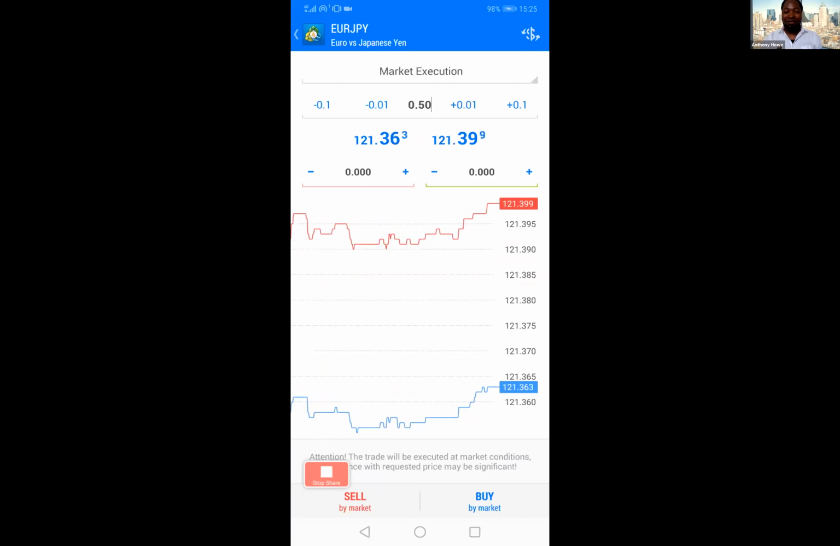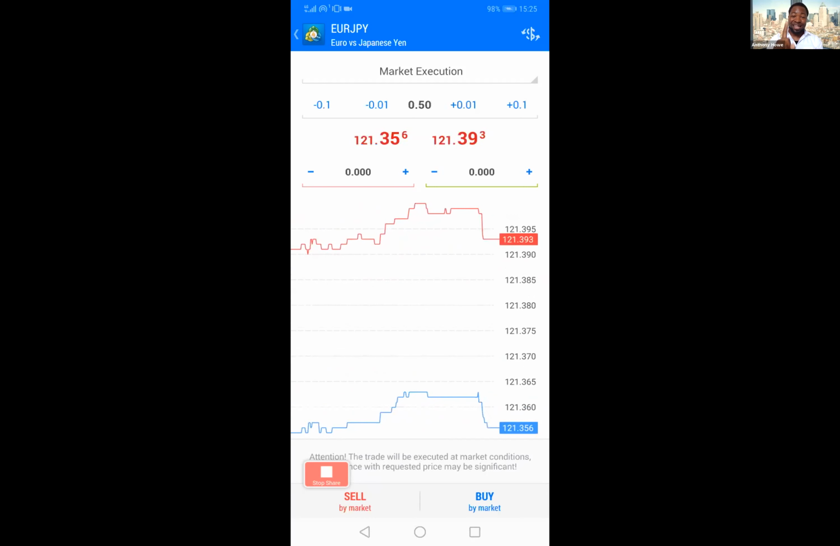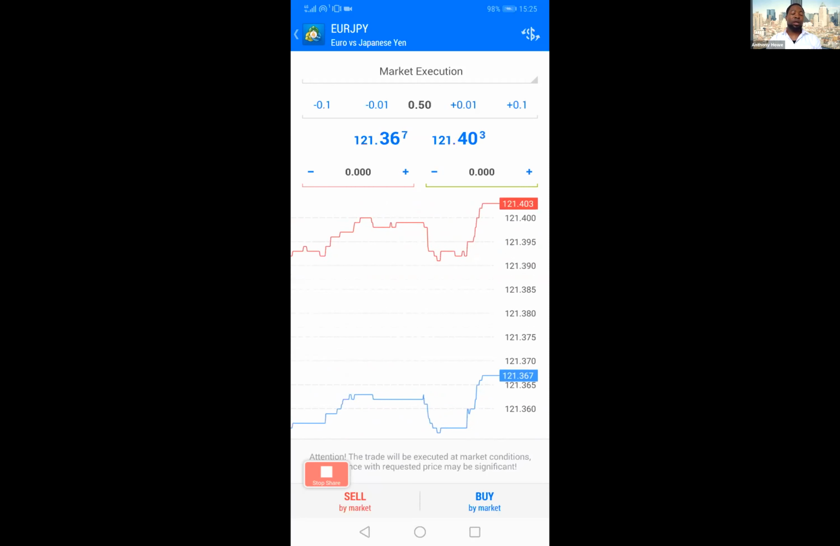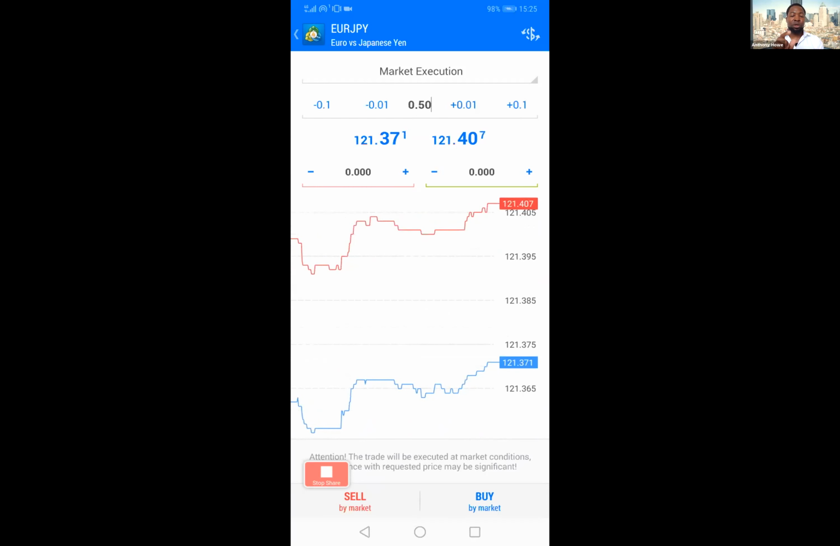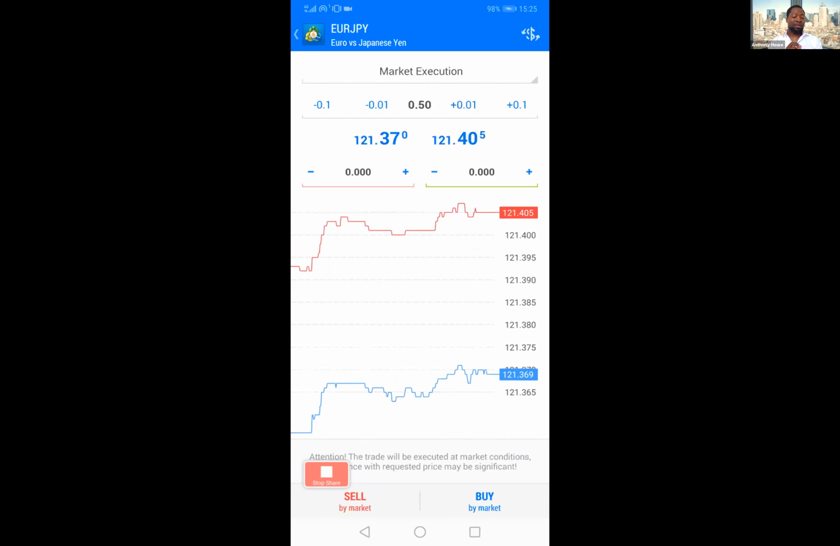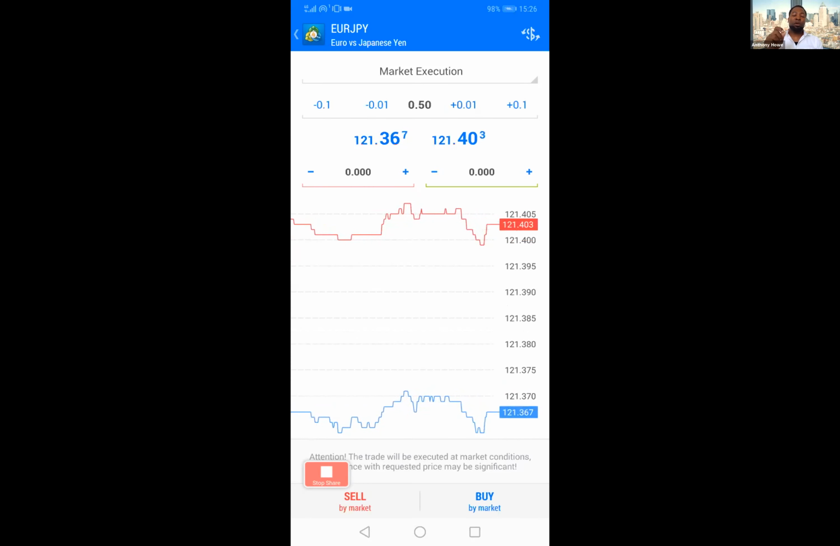So anyway, now we've found the currency pair that we want to trade. Before we press sell, because it was a sell prediction, we want to determine how much money we're going to put into the trade first. Where you determine that is the lot size, which is underneath the words market execution. You can see in black there, it says 0.50. That's how much money I'm going to put onto the trade.